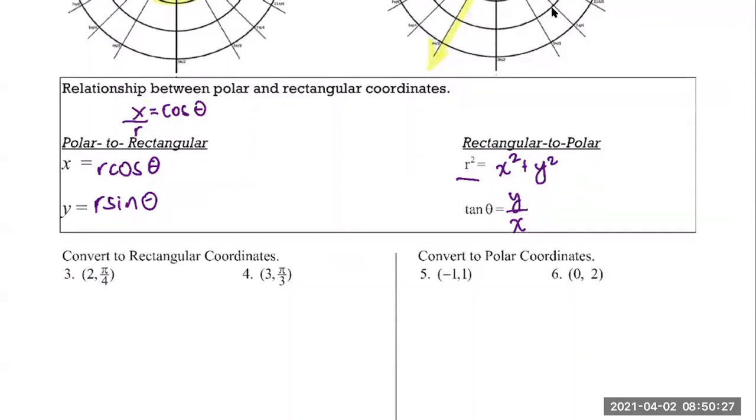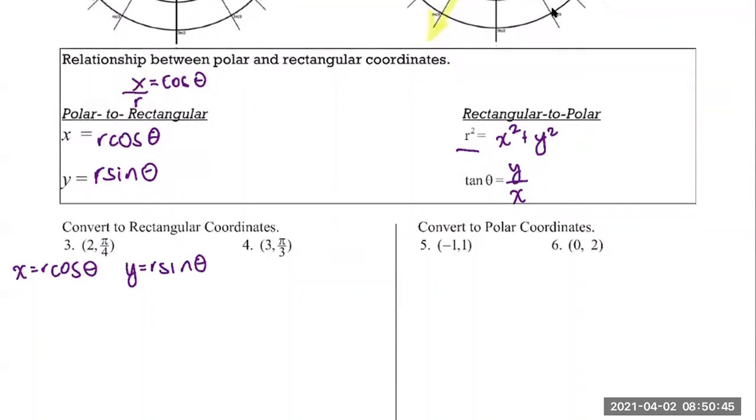and asked to convert to rectangular, we're only going to do this one because I don't think we need to do another. If I want rectangular coordinates, I'm going to use x equals r cosine of theta because I have r and I have theta and I want what x is. And same thing for y, I'm going to do r sine of theta. So plug everything in. You guys have x should be equal to r, which is 2, cosine of pi over 4.